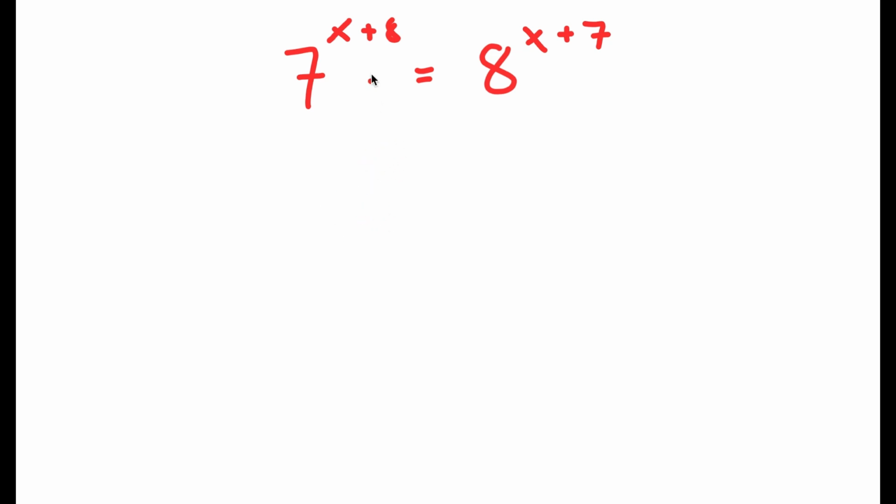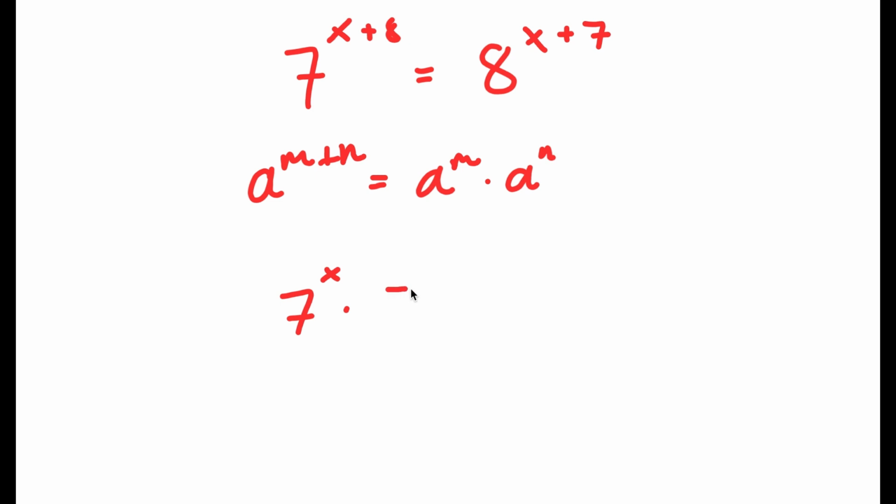Alright, so in this problem, I have 7 to the power of x plus 8 is equal to 8 to the power of x plus 7. So to start, if I have something in the form a to the power of m plus n, this is equal to a to the power of m times a to the power of n. So in this case, 7 to the power of x plus 8 is going to equal 7 to the power of x times 7 to the power of 8, and 8 to the power of x plus 7 is equal to 8 to the power of x times 8 to the power of 7.